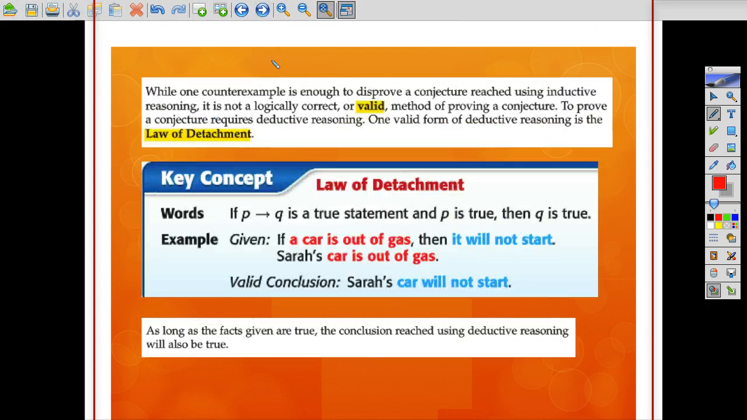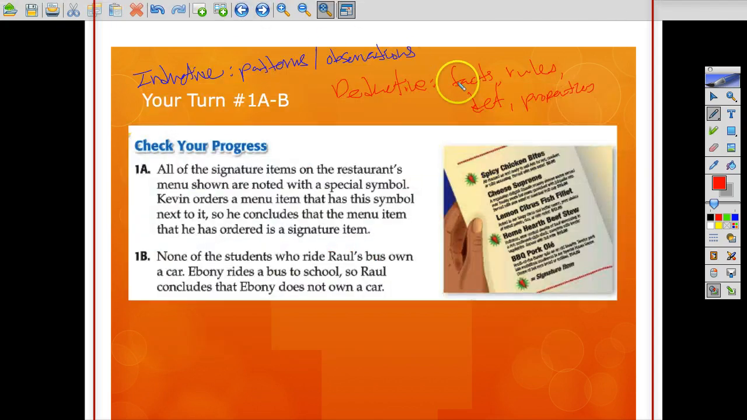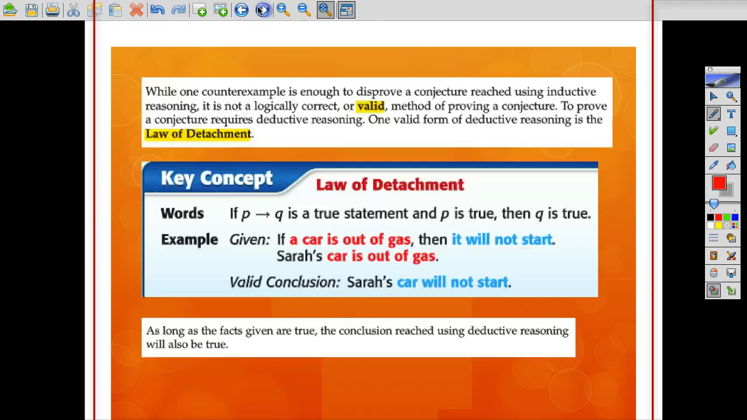All right, welcome back. While one counterexample is enough to disprove a conjecture reached using inductive reasoning, it is not a logically correct or valid method of proving a conjecture. To prove a conjecture requires deductive reasoning. So we need actual facts, rules, definitions, properties. One valid form of deductive reasoning is the law of detachment.